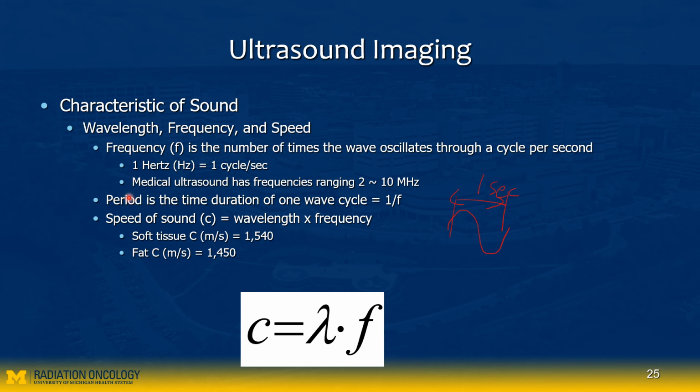Let's also define the period. Period is the time duration of one wave cycle, so it is by definition the inverse of the frequency. So what is the speed of sound? Speed of sound is wavelength times frequency. In soft tissue, sound travels at a different speed than inside fat, and of course it travels at a different speed in air.